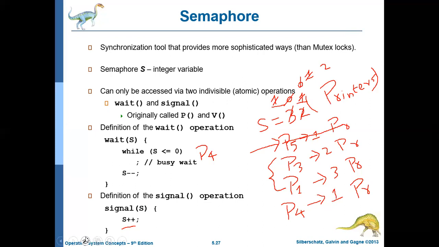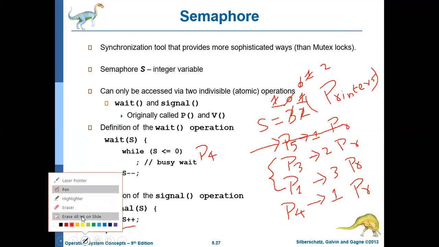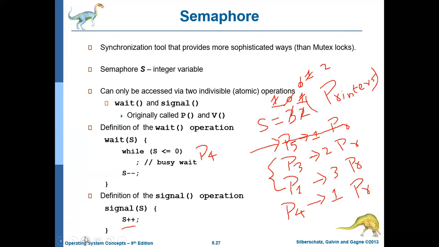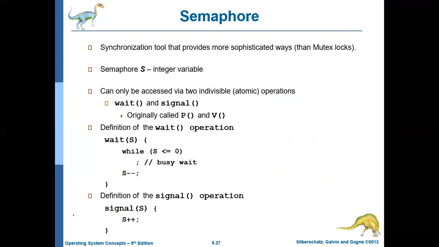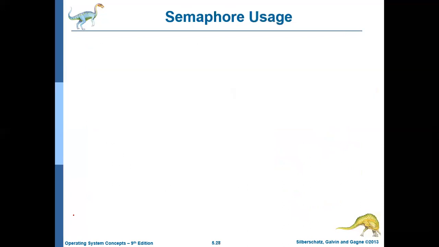So here basically we use two types of instructions: wait and signal. Wait is used to acquire the shared resource, and signal is used to release the shared resource. So this is the overall concept of semaphores.